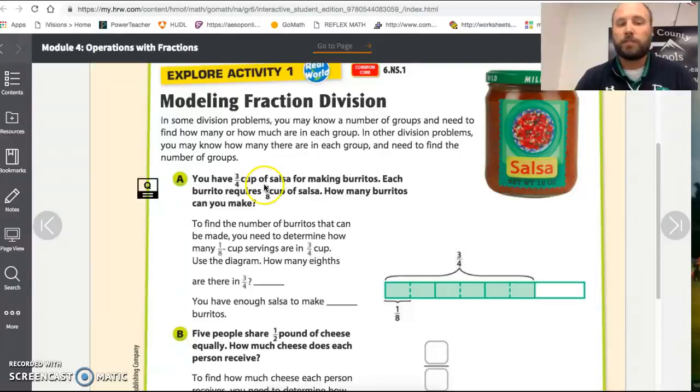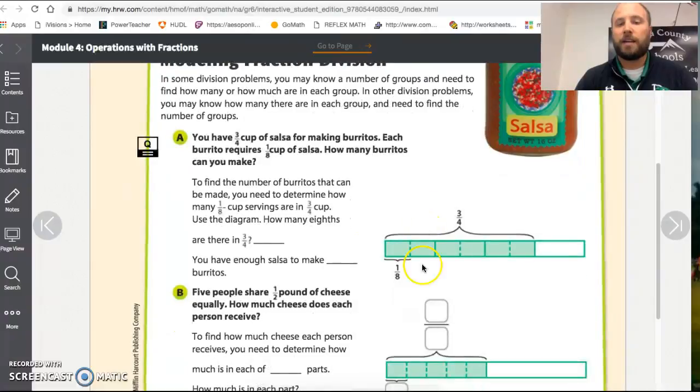You have 3/4 cups of salsa for making burritos. Each burrito requires 1/8 cup of salsa. How many burritos can you make? So this gives us a kind of a diagram here. Okay, so we know what we have. We know what makes each burrito. Now we're going to figure out how many burritos we can make.